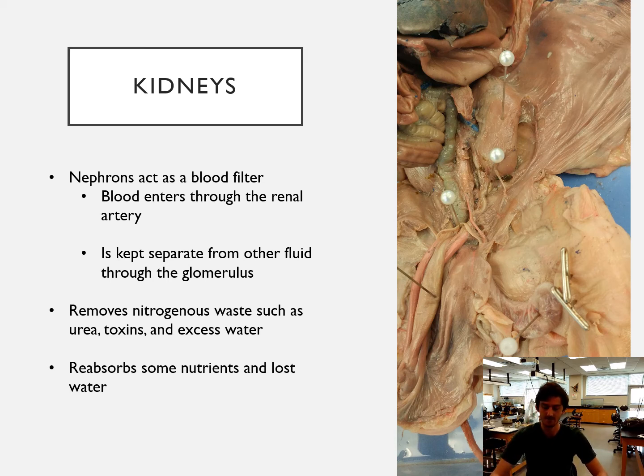Ammonia is a very toxic nitrogenous waste, so we convert it to urea, and then we still have to store it inside of our bodies until we can pass it. Inside of our kidneys, we have what are called nephrons, and these act as a sort of blood filter. Blood enters through a renal artery. We have a renal vein right here, which is this blue structure. The renal artery is just below it in this pig dissection.